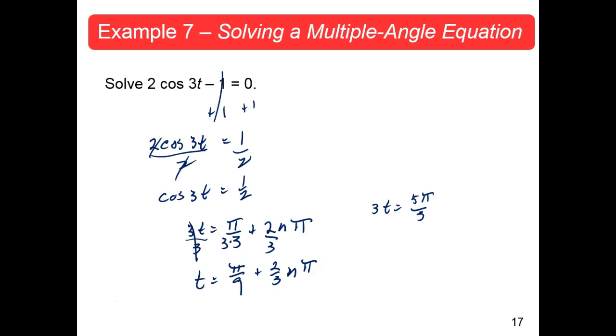But cosine has a period of 2 pi, so we add our 2n pi here. And again, we divide by 3, and you get t is equal to 5/9 pi plus 2/3 n pi. Or they put 2n pi over 3. I don't care which way you put it. Okay? Does that make sense?